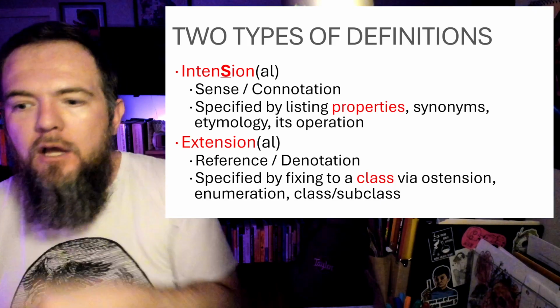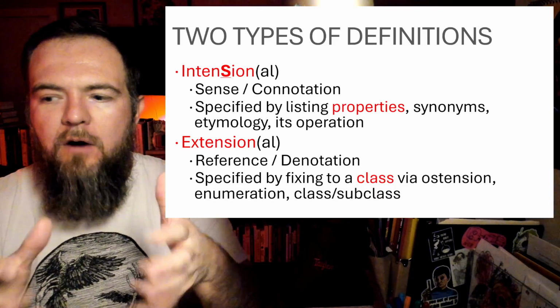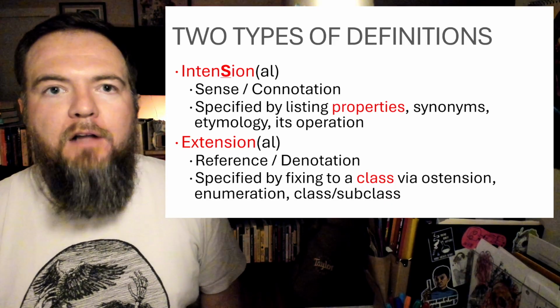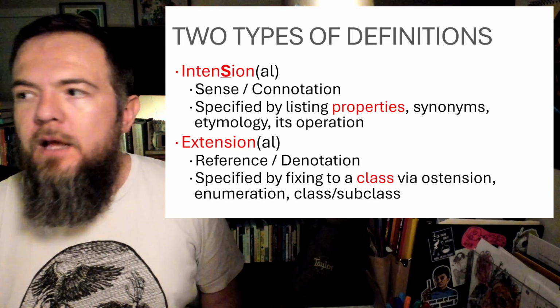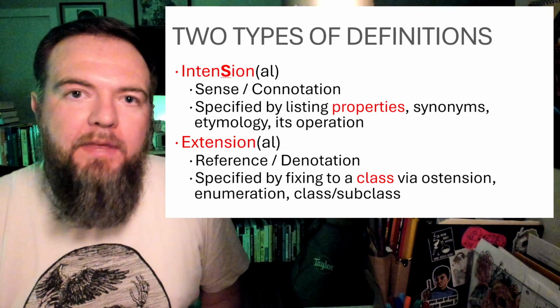It picks out that. You can do it by enumeration. You create a list of things that term picks out. Or you could kind of create classes and subclasses. So biology does this in taxonomy, right? For example, we have all mammals, but then we might have primates within mammals, right?